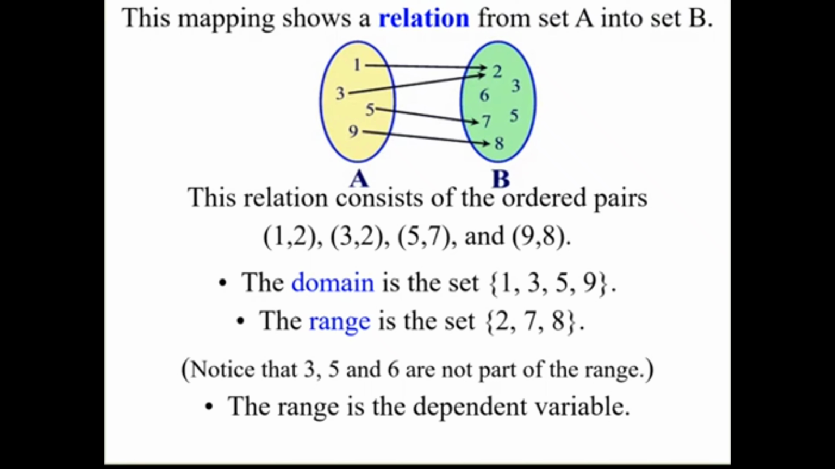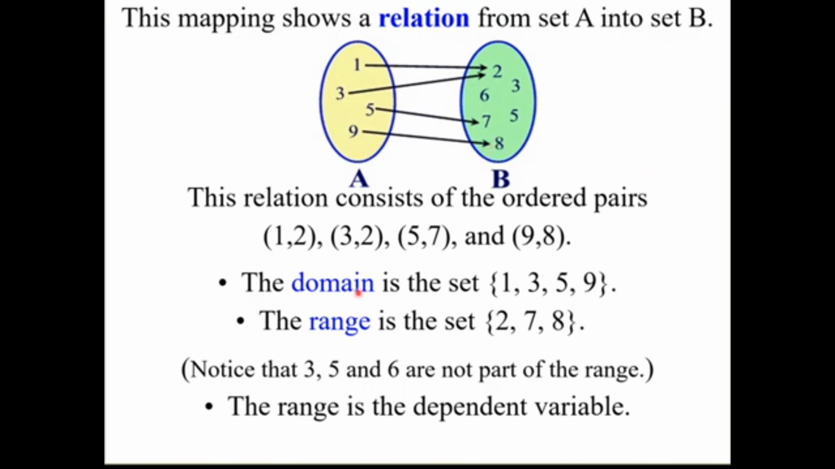By the way, I have used the website mathisfun.com for this explanation. As you can see, these are the domain: 1, 3, 5, 7, 9, and these are the codomain: 2, 3, 6, 5, 7, and 8. We are going to find which are the range there. This relation consists of the ordered pairs 1 to 2, 3 to 2, 5 to 7, and 7 to 9... and 9 to 8.